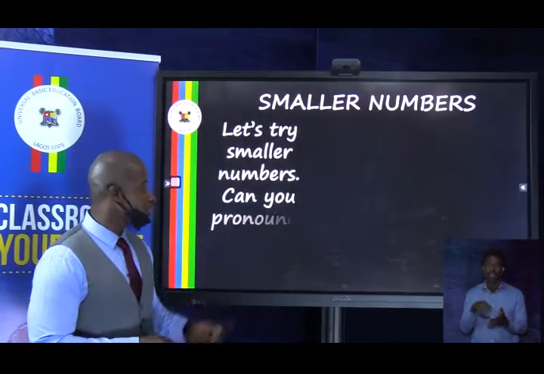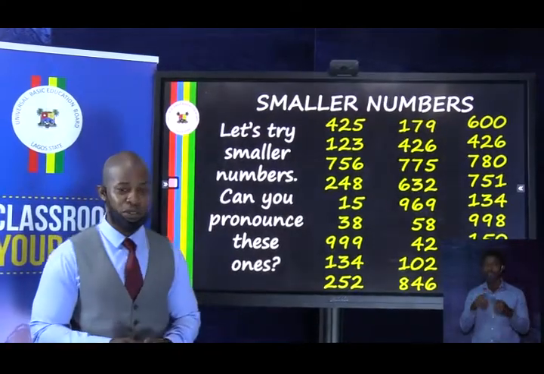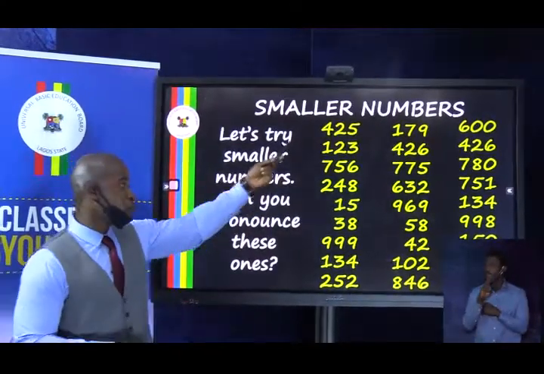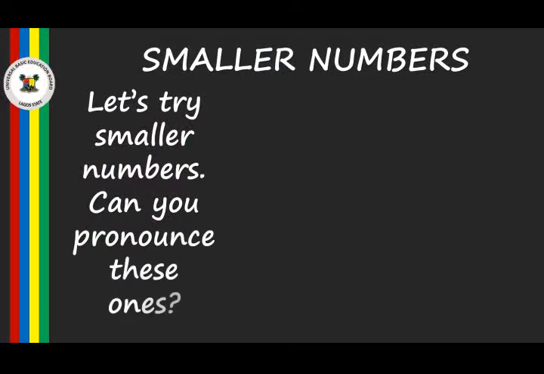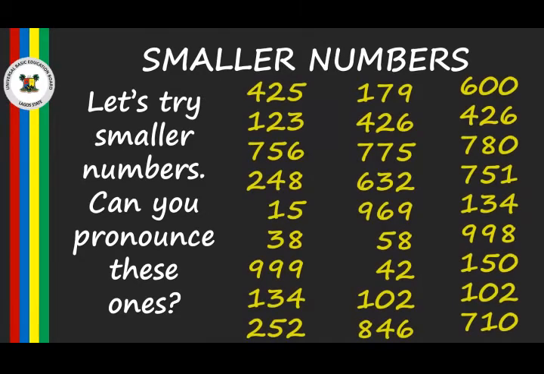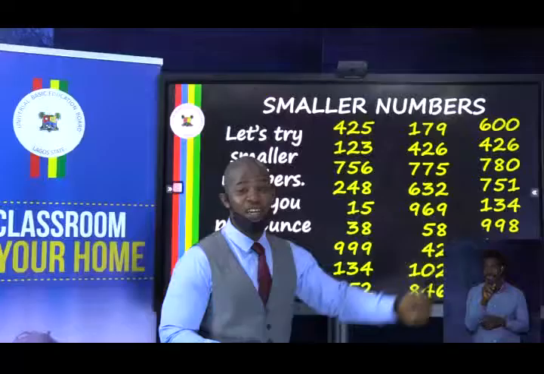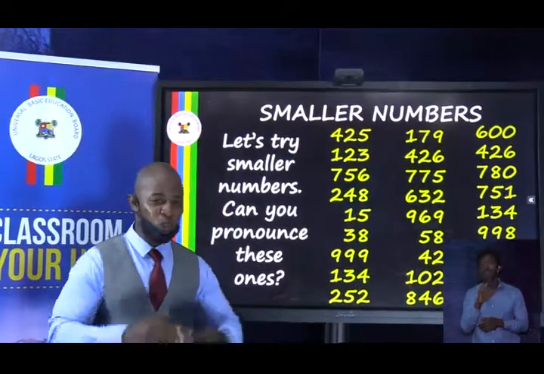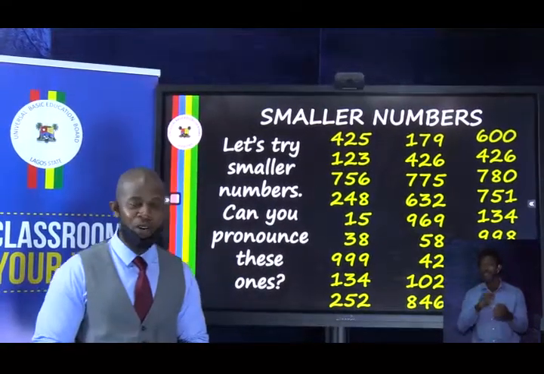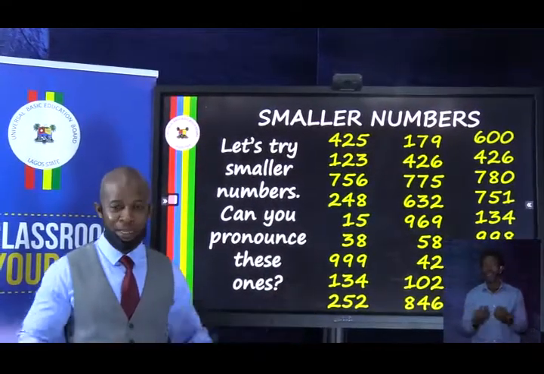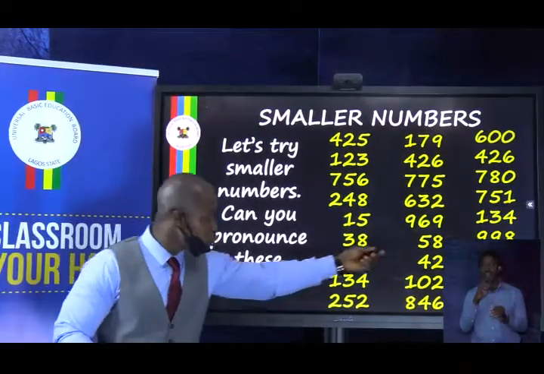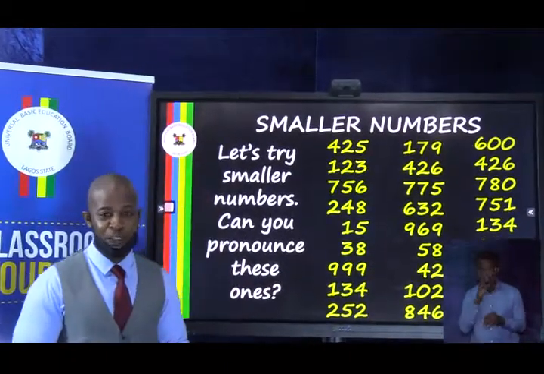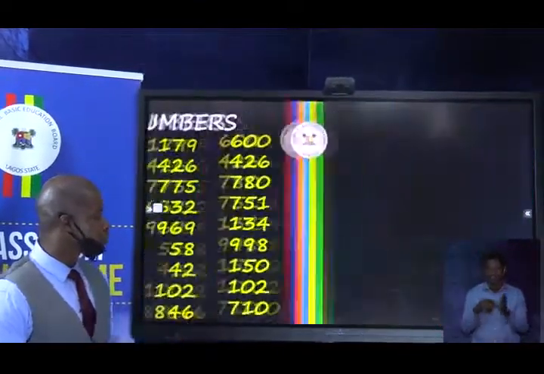Now, if you could not read that number, I'm sure you will be able to read these numbers. I mean, these are just 3-digit numbers. 425, 123, 756, 248, 15, 38, 999, and so on and so forth. Now, if you can see this and say, this is 969, then good news, you will be able to read any number, no matter how large, no matter how many digits it has. As long as you're able to read 3 digits, you will be able to read any number, my friend. So just pay attention and follow me.